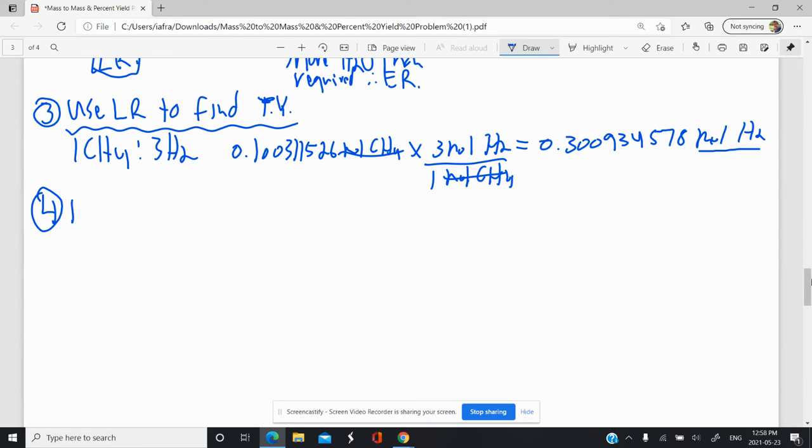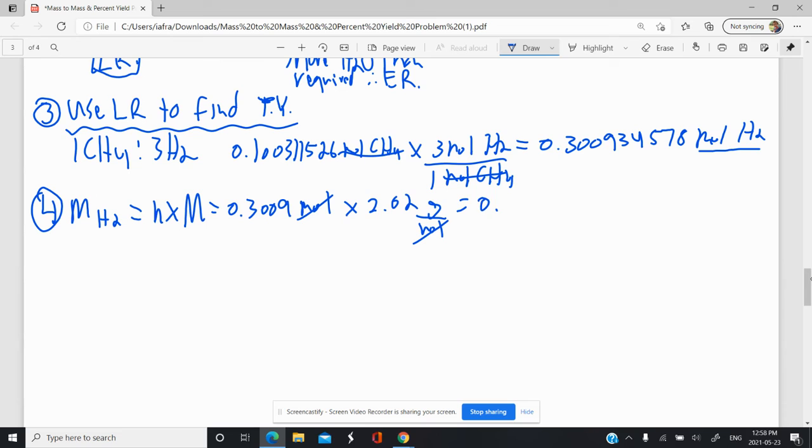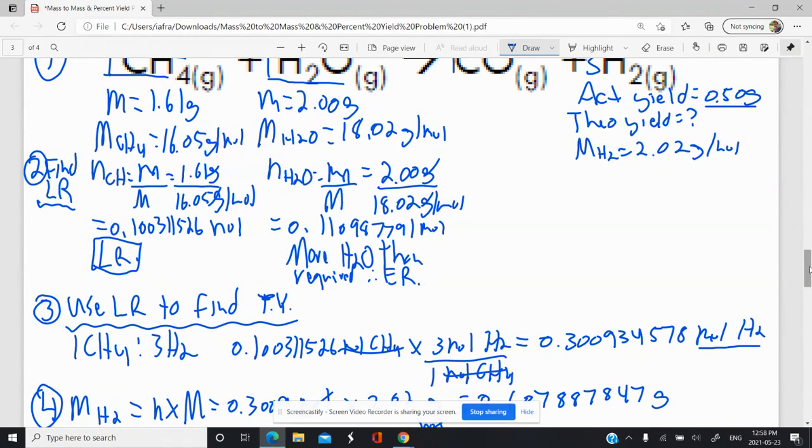We'll do number 4. We'll find the mass of H2 produced as a theoretical yield is equal to the moles that we found times the molar mass, which is equal to 0.3009 moles times 2.02 grams per mole. I'm not putting all the digits, but they're still in my calculator. That cancels out, and we get 0.607887847 grams. So that is our theoretical yield.